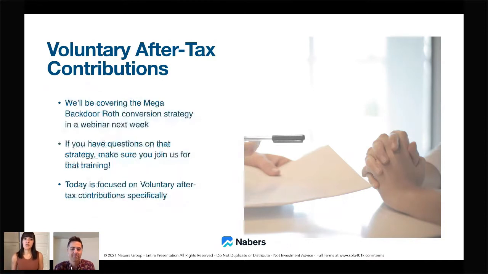Like I said earlier, while we were introducing ourselves, we'll be covering that mega backdoor strategy next week. So if you have any questions on that strategy, just join us next Wednesday, same place, same time. Today, we are going to focus on the voluntary after-tax contributions.